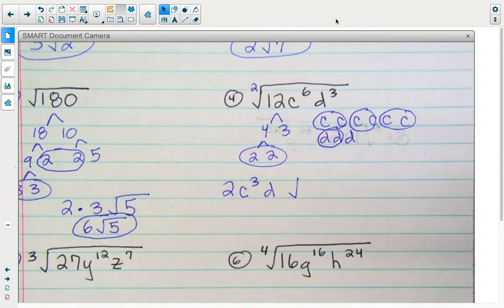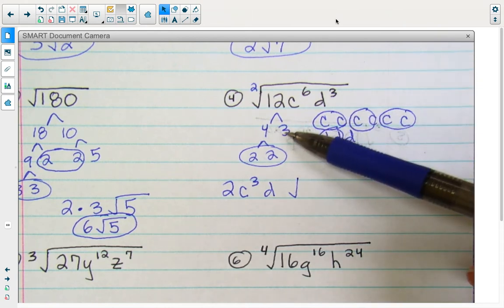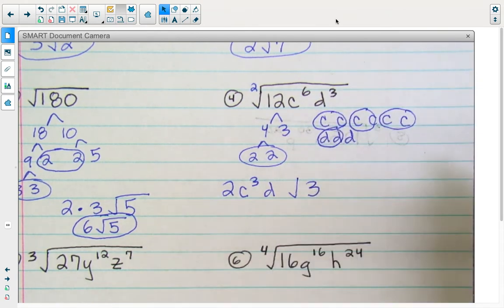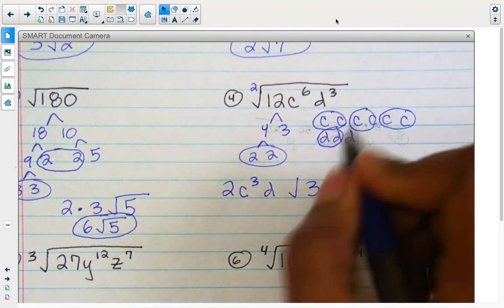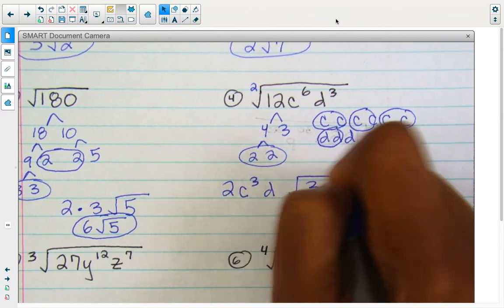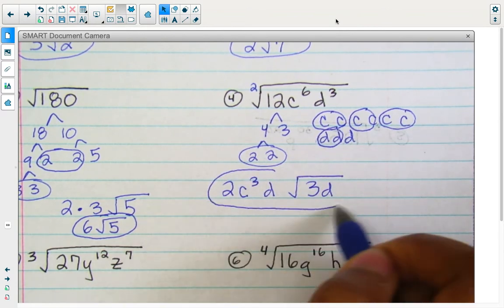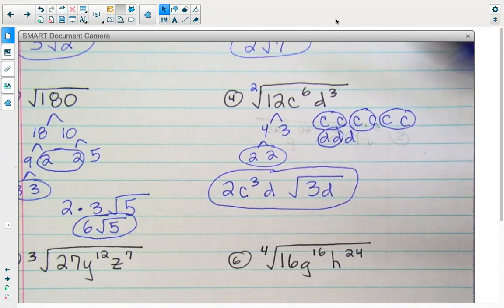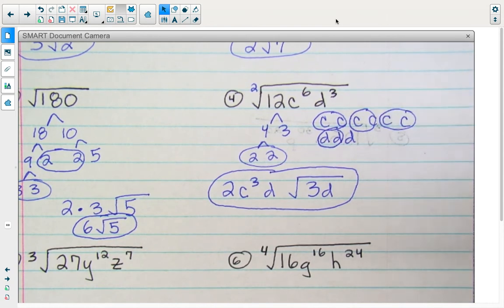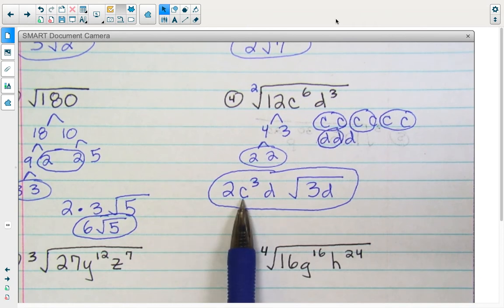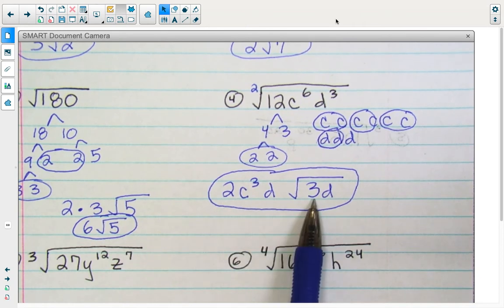On the inside of the square root is leftover prime numbers or leftover variables. So leftover prime number, I got the number 3. I don't have any C's left over, but I have 1 D that was left over, so that has to go on the inside. So this is our final answer. So the square root of 12, C to the 6th, D to the third, simplifies to 2 C to the third D times the square root of 3D. So that is our final answer.